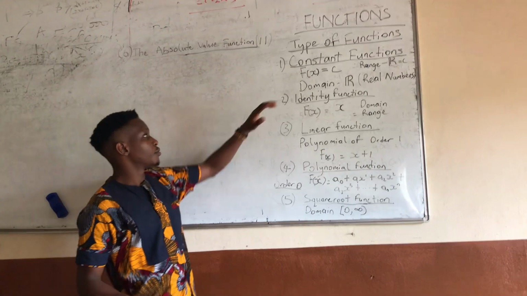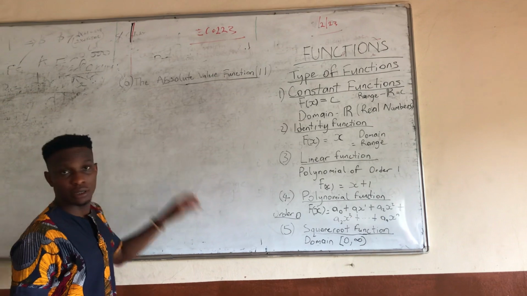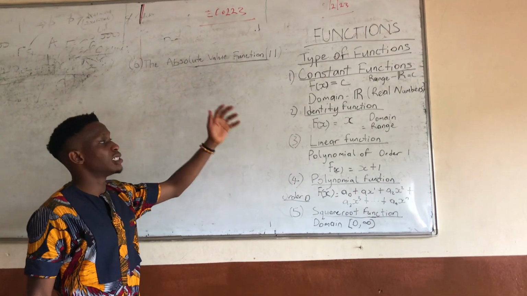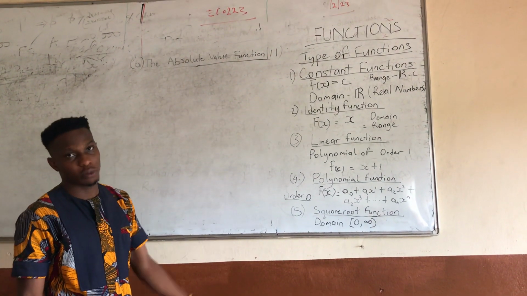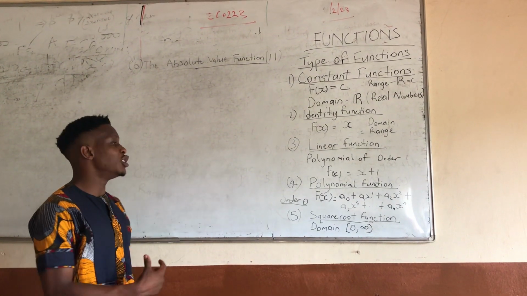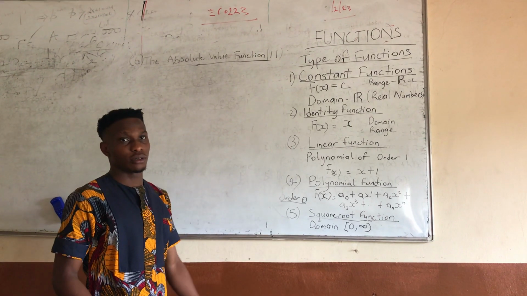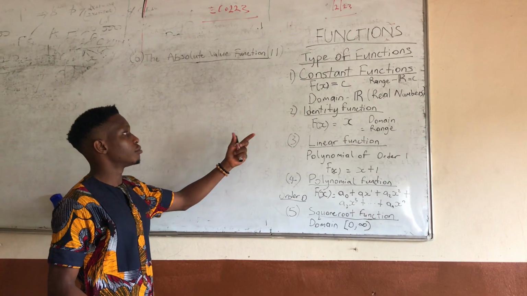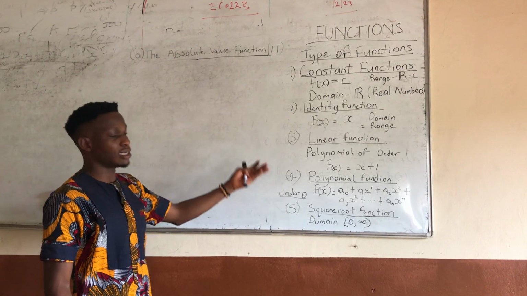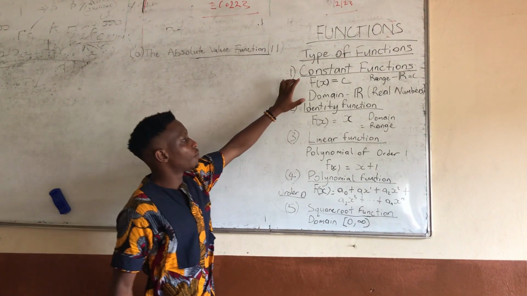Okay, beautiful. So having explained what range and domain means, let's go over to the types of functions that you will be seeing. Most times, they will be using the names of these functions instead of writing them out. So be careful with the names and understand how each of them works. So the first one is the constant function.